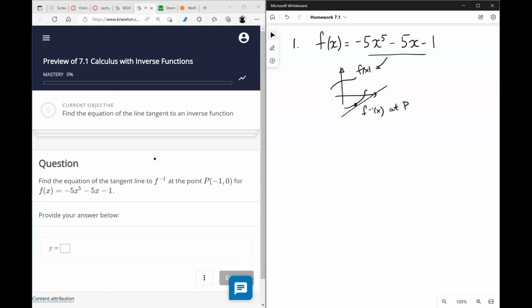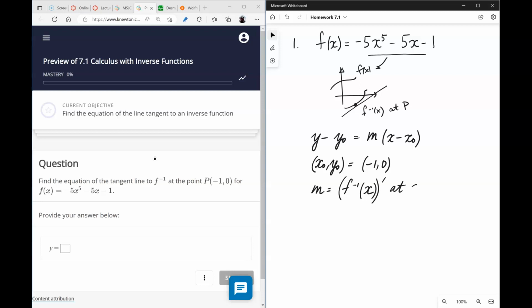To find the equation of the tangent line, we're going to use the point slope formula. In this case, my point is given to me explicitly as -1, 0, and the slope is the derivative of the inverse function evaluated at x equals -1, right? So we know pretty much all the ingredients except this one. How do you find the derivative of the inverse function?